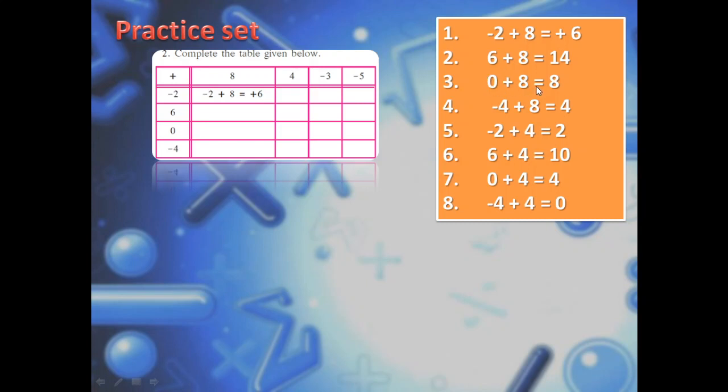Third one, 0 plus 8 is 8. Since it is positive, no need to look after anything as it is 0. We can write directly the same number. Any number added or subtracted from 0, the same number is the answer.